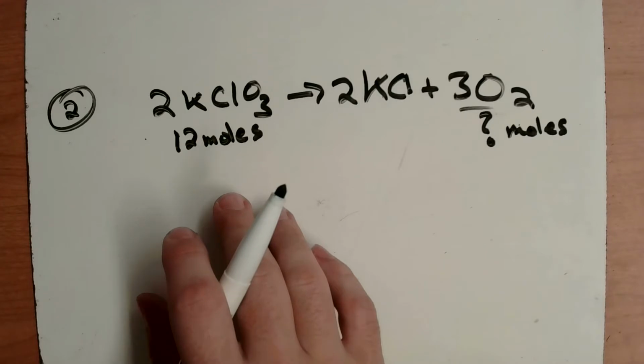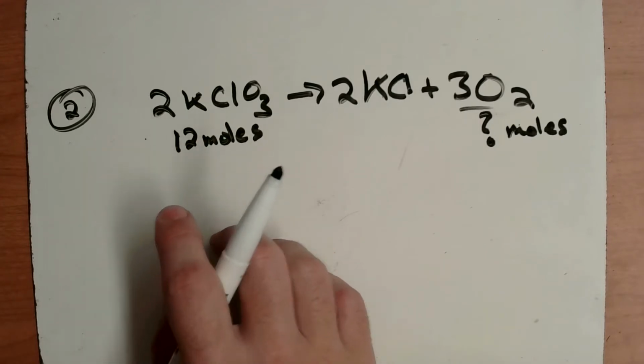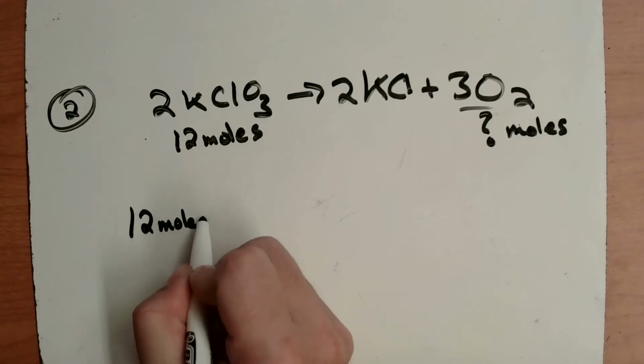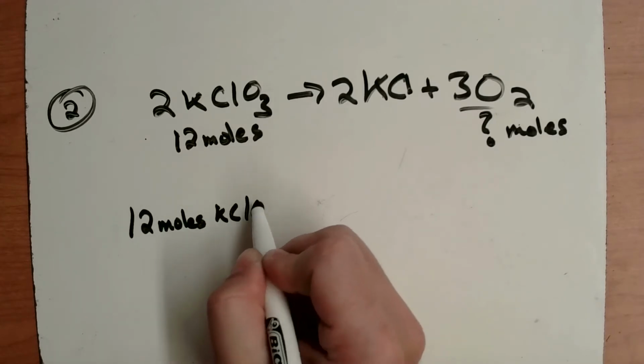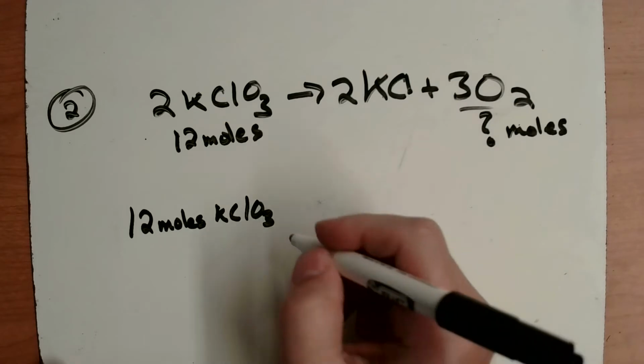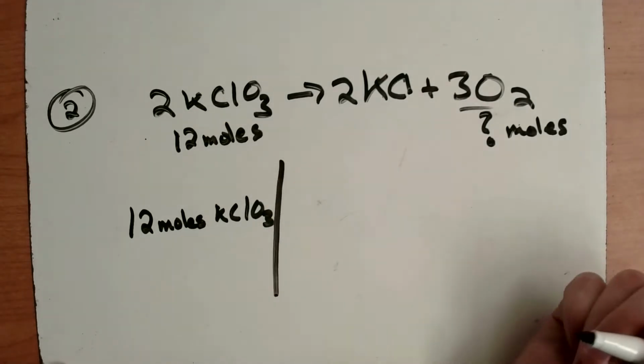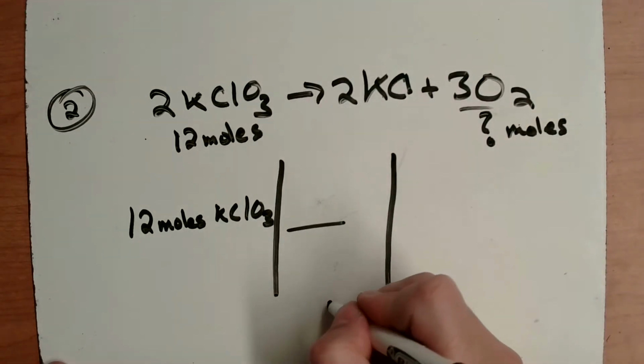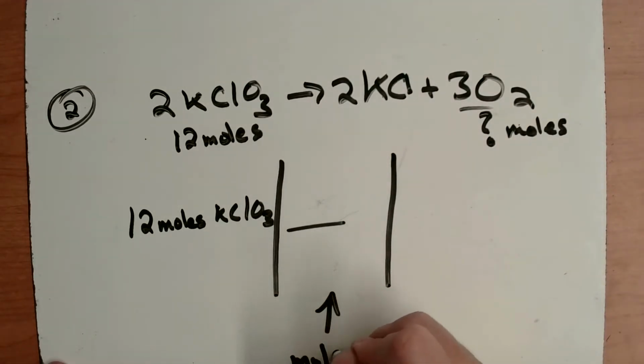When we do these problems, you need to do them the way I ask you to do them. So we start with 12 moles of KClO3. You need to write that, 12 moles of KClO3. Next, a little bracket, and these brackets just mean times. We're going to multiply, and this here is going to be our molar ratio.